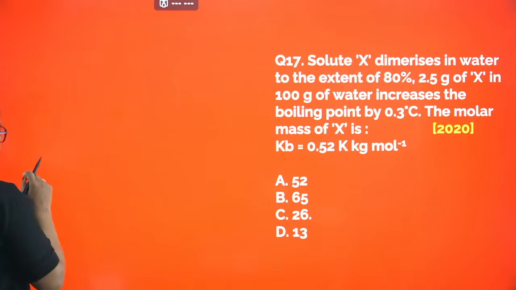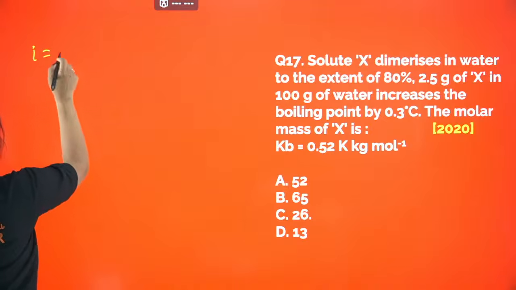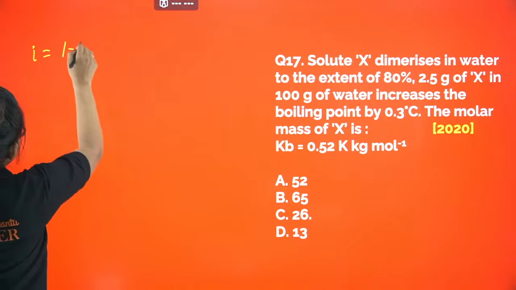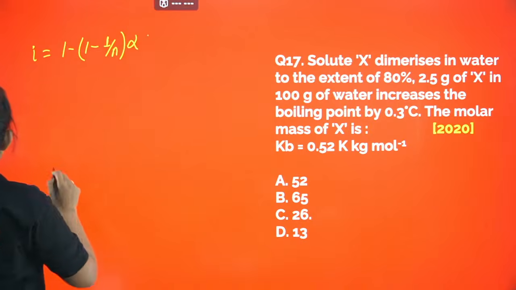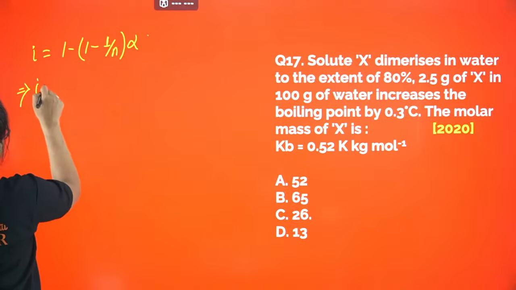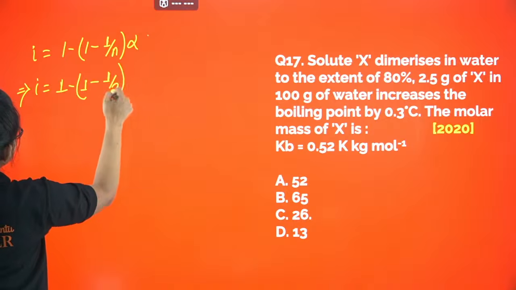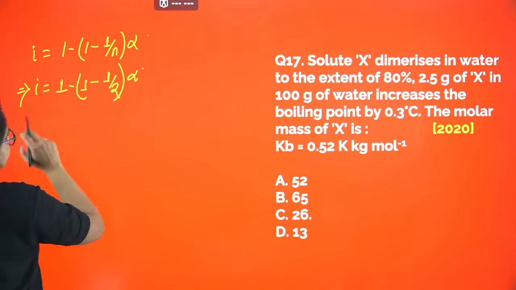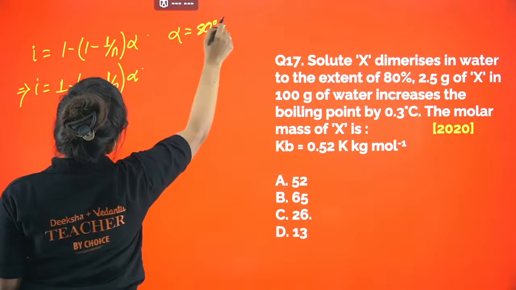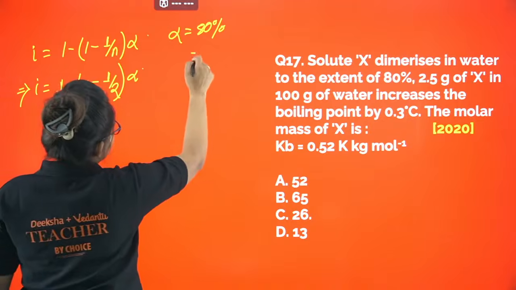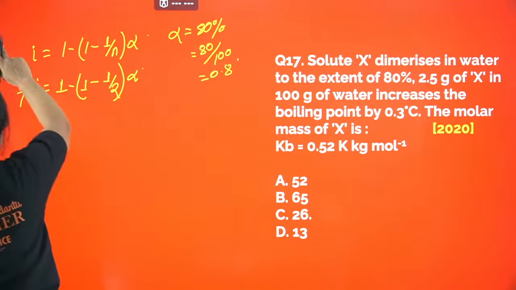Okay, 80%. So as you can see, dimerization. So for dimerization, van't Hoff factor can be written as 1 minus 1 by n into alpha. Like that you can write. So for this case, it will be 1 minus, as it is dimerized, that's why 1 by 2, right? Alpha value we can find out. They are saying it is 80%. 80% means 80 by 100, right? So you can write it as 0.8. I'm directly writing it here.